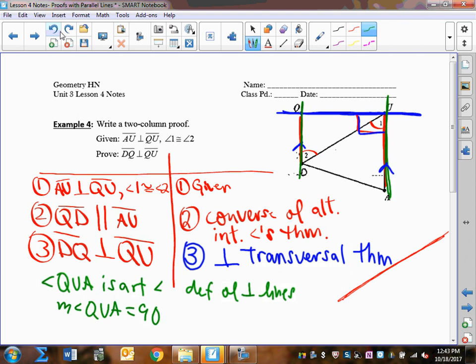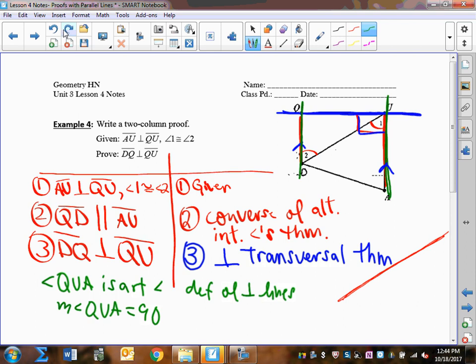Then I could have said that angle Q and angle QUA are supplementary by the same side interior angles theorem. And I could have said they add up to 180, then substituted my 90 and solved, and then said that it was 90, which means it's a right angle, which means it's perpendicular. You could have gone that route. As it sounds, it probably would have taken about 6 more steps, right? So we could have done that, but we can also skip all of that with our perpendicular transversal theorem.